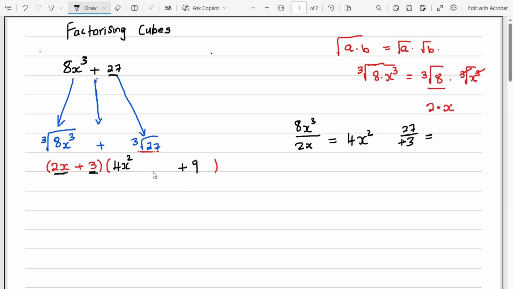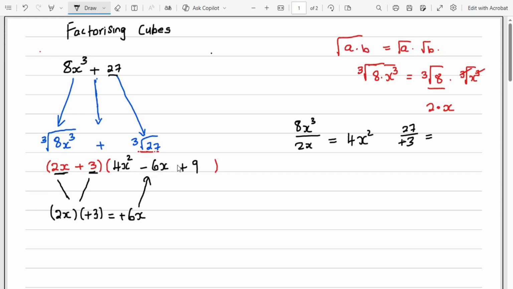What you need to do now is work out the middle term. And this is how you find the middle term. You're going to take 2x and multiply it with the positive 3. What do you get? This gives us positive 6x. The answer that you get, you're going to write it down there, but with a different sign. So this will be minus 6x.